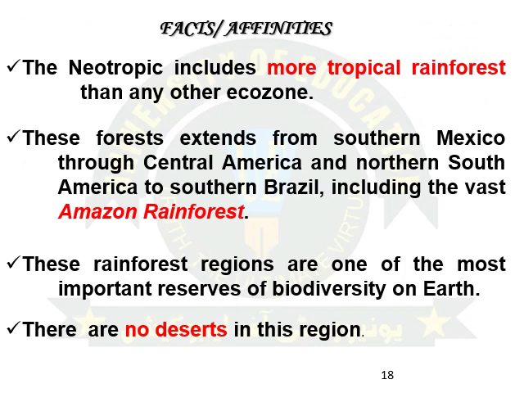Most of the tropical rainforests of the world are located in Neotropical region. This also includes the most famous Amazon rainforest, which extends from southern Mexico through Central America and northern South America to southern Brazil. These rainforests are one of the most important reserves of biodiversity on Earth. The peculiar thing about these areas is that no deserts are present in this zone.